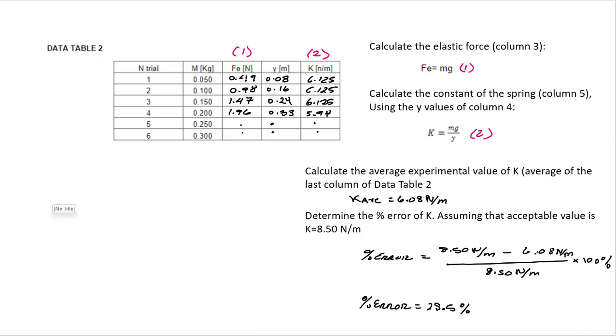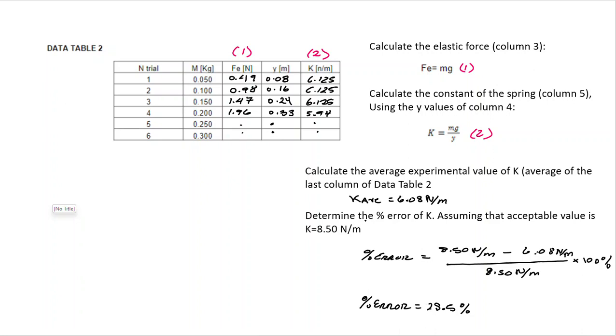So you will complete these two columns of the table easily, and then after that you will be able to calculate the constant of the spring dividing the elastic force by the elongation. At the end, once you have calculated all the values of constant of the spring for the different values of mass, you will calculate the average value of the constant of the spring. In this case, I got 6.08 newtons per meter.